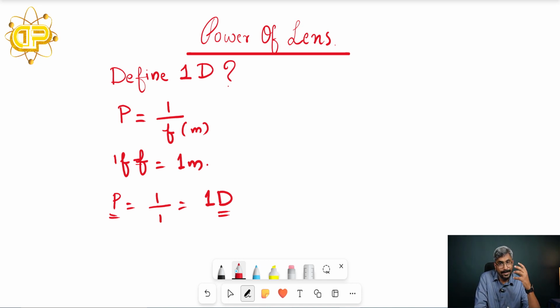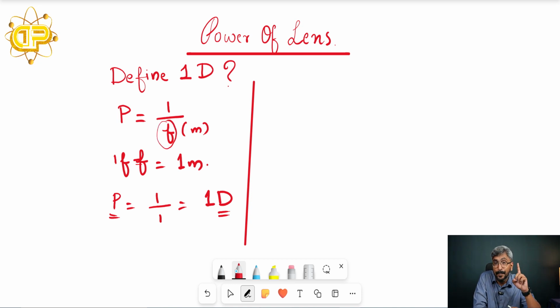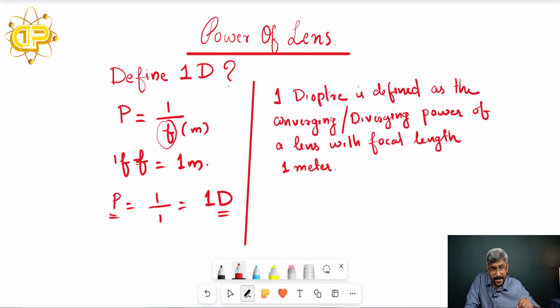So when do you get this 1 dioptre? You get it if you have a lens in your hand and the focal length of that lens is 1 meter. So one dioptre is defined as the power of a lens with a focal length of 1 meter. And it can be a convex lens or a concave lens. Okay, here is the definition on the screen. So this is about the power of a lens.